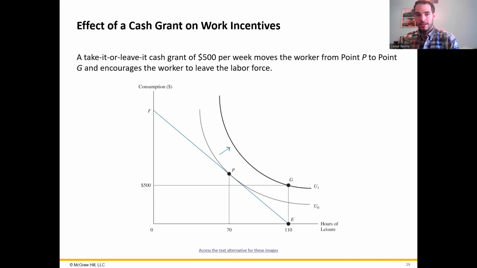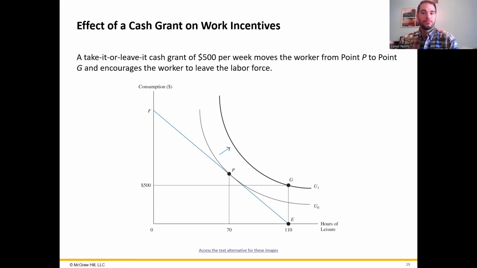The initial budget line is the line FE that comes down here diagonally, and where the indifference curve is tangent to this budget line will determine where they're willing to work. So in this case, it's point P, where U0 is tangent to that line. In this case, they'll prefer 70 hours of leisure per week, which for this example corresponds to 40 hours of labor because there's 110 total hours that they're considering.